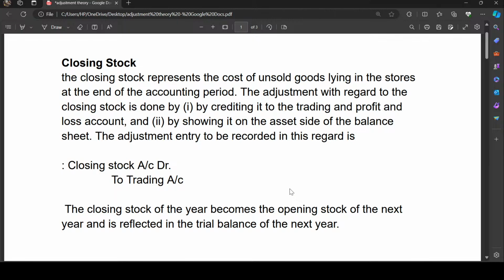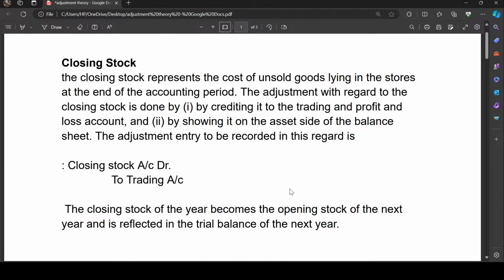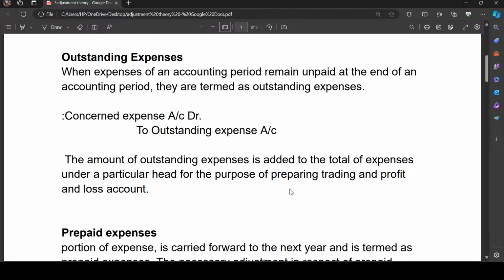The closing stock of the year becomes the opening stock of the next year and is reflected in the trial balance of the next year. So that's it. It's the first adjustment theory, closing stock. Let's move to outstanding expenses.